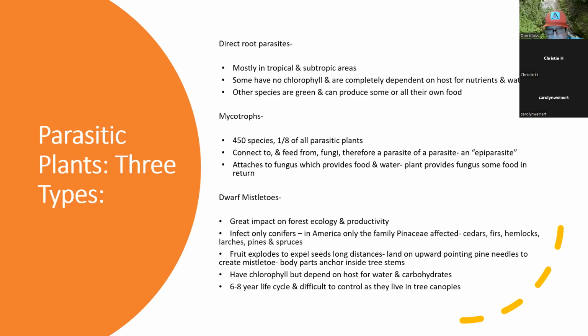And their body parts, as they grow on the needles, anchor themselves inside the tree stems. They have their own chlorophyll, but are dependent on the host plant tree for water and carbohydrates. And they have a 6 to 8 year life cycle, which makes them difficult to control, plus the fact that they live in the tree canopies. And we're going to look at that here.